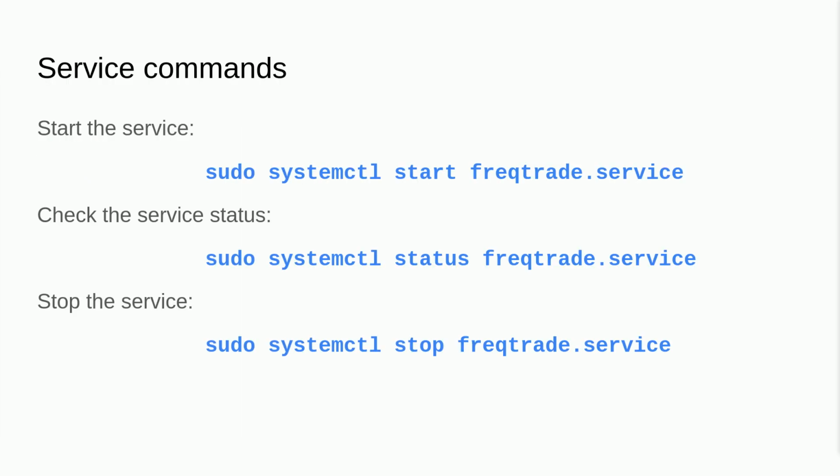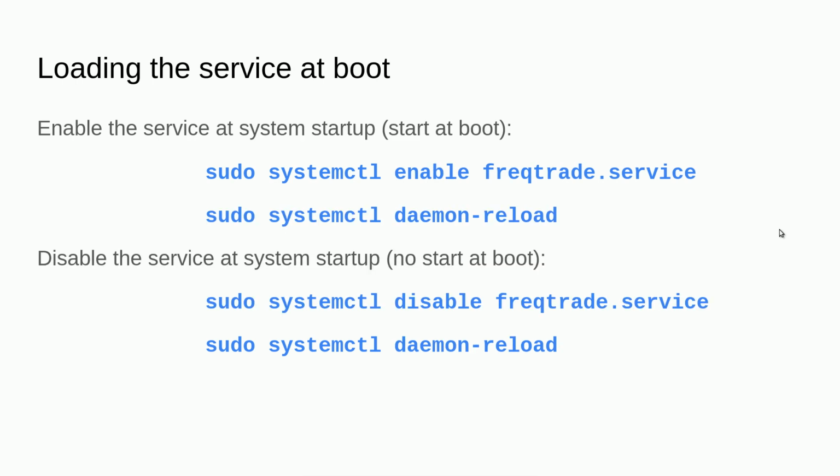After we have finished making and editing the necessary files, it's time to actually use them as a service. These commands can be used to start, stop, and check freqtrade as a service. The final step is to let systemd know that we want to start freqtrade as a service when the system boots. The actual commands that make the service load at system boot are enable freqtrade service, and when you don't want freqtrade to run at system boot, you should disable the freqtrade service. I would also like to point out that every time you change something in the service file from freqtrade, you should do a daemon reload of the systemd service.